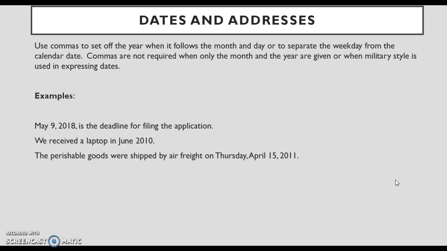Dates and addresses. Use commas to set off the year when it follows the month and day, or to separate the weekday from the calendar date. Commas are not required when only the month and year are given, or when military style is used in expressing dates. May 9th, 2018 is the deadline for filing the application. We received a laptop in June 2010. See how we do have a date and a year here, and here we just have a month and a year. So there's no comma necessary. The perishable goods were shipped by air freight on Thursday, April 15th, 2011.